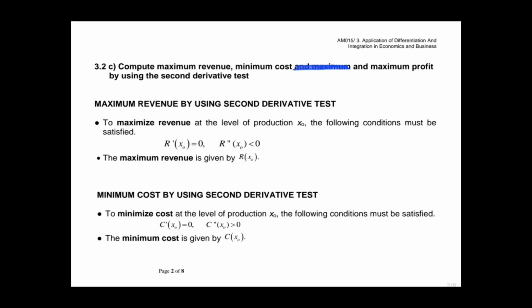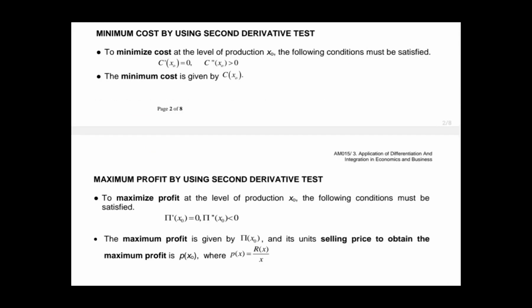So first, how to determine the maximum revenue by using the second derivative test. To maximize the revenue at the level of production X0, the following conditions must be satisfied. The first is R prime, the first derivative, equal to 0, and the second condition is R double prime, the second derivative, less than 0. So the maximum revenue is given by R of X0.